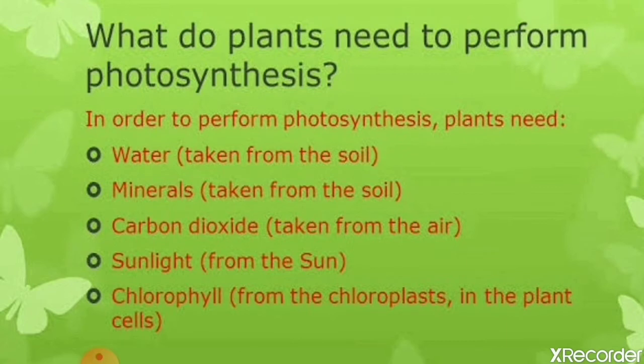What do plants need to perform photosynthesis? Now look, we also need different types of components, different types of ingredients to make a particular dish, right? So just like that, plants also need different types of components, and they need to mix them together, and then they make their own food. In order to perform photosynthesis, plants need water taken from the soil, minerals taken from the soil, carbon dioxide taken from the air, sunlight from the sun, and chlorophyll from the chloroplasts in the plant cells.